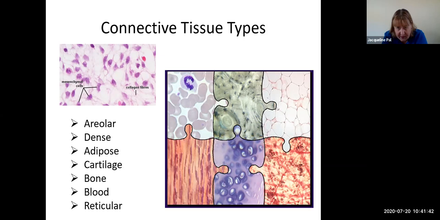So I've already told you all 6 what these are. At the end, when you've learned about all 6, come back and figure out which picture of these is which one of these 6. So I will see you again where we go through these 7 types of connective tissue in the next video.